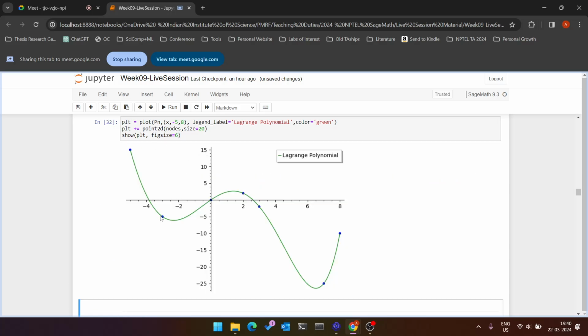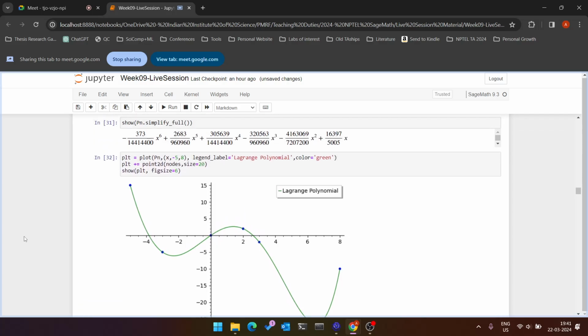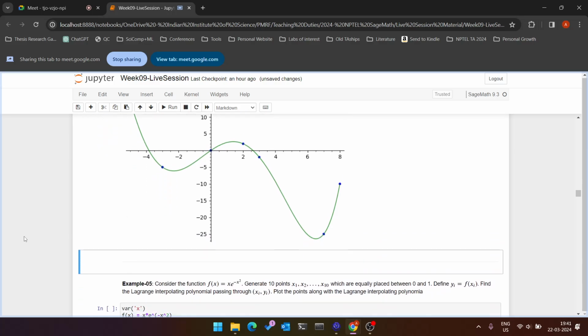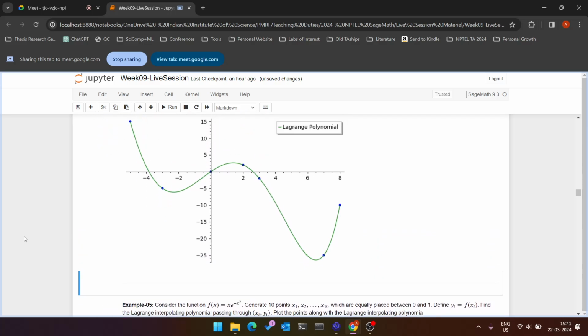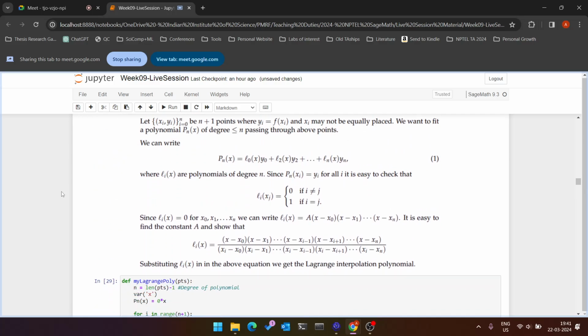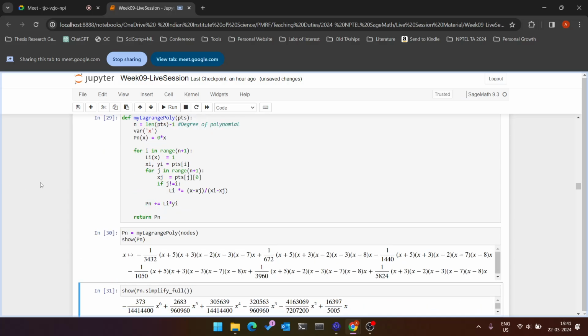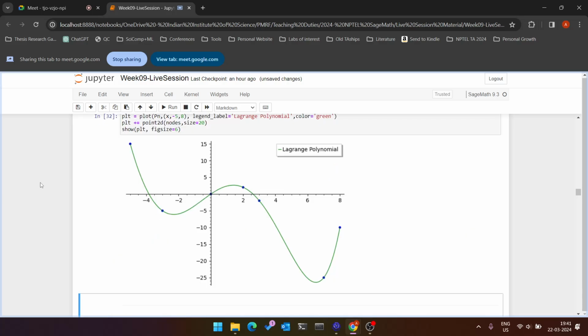So as you can see, perfectly overlapping with whatever nodal data that we had as input. So this is my 6-degree Lagrange polynomial emerging out of this. Okay, so yeah, now we have basically constructed our own function for the Lagrange interpolation polynomial. Okay, any doubts here so far?